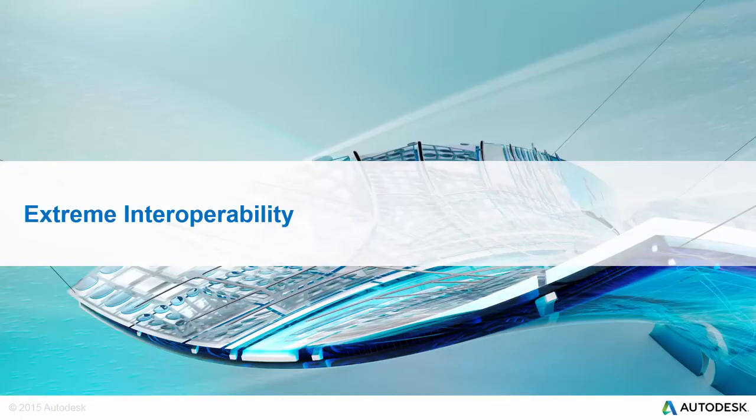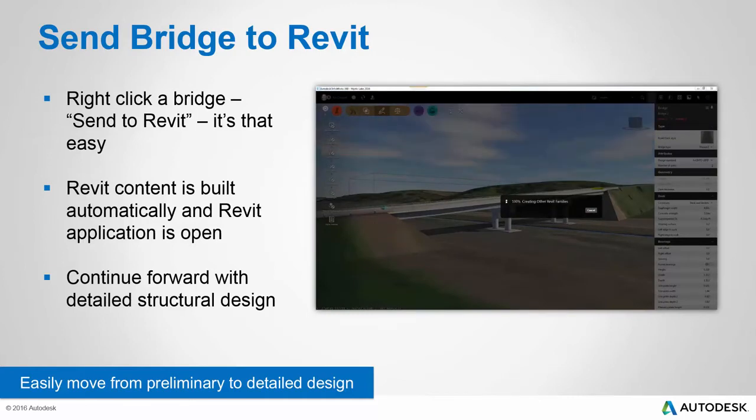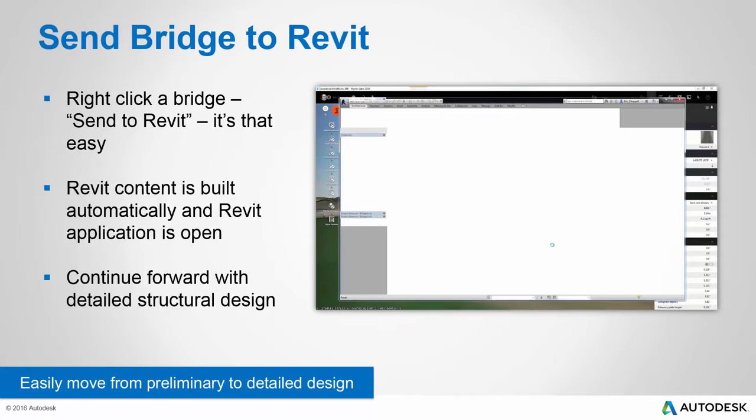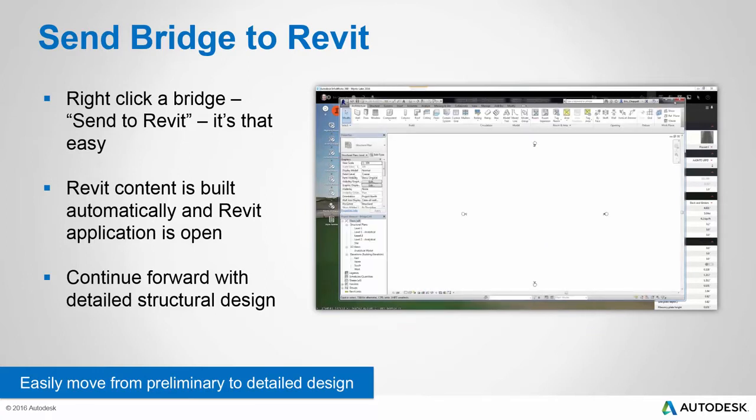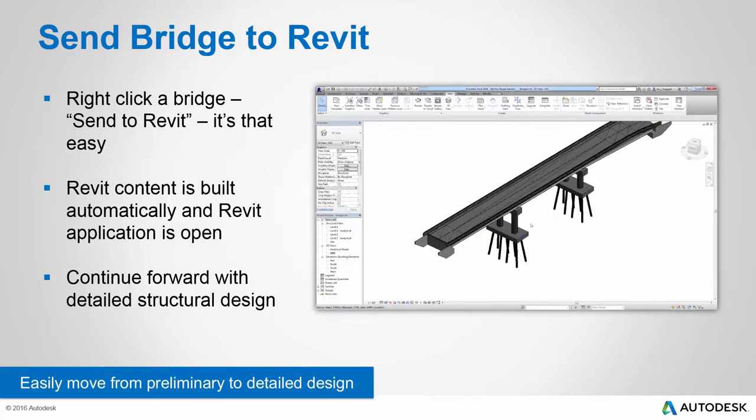In this next section, we'll cover extreme interoperability. For example, you can simply right-click a bridge in InfraWorks 360, one that was created with the bridge design tools, and select the Send to Revit option. InfraWorks 360 will automatically process that bridge information, create Revit families and other content that it needs, and send that information to Revit. It'll even open the Revit application for you, and you can jump in and start completing your detailed design.